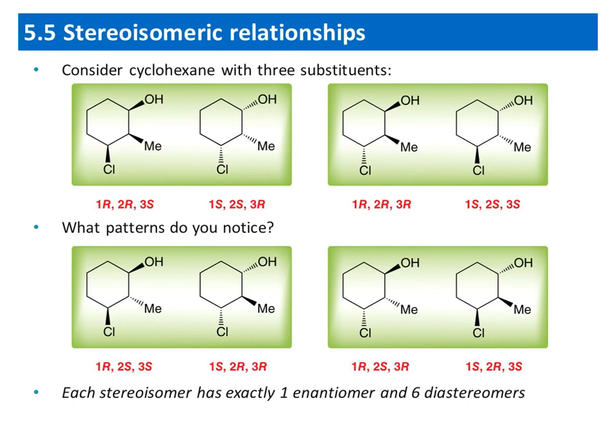This slide is very nice to look at to learn the difference between enantiomers and diastereomers. Any two molecules that are in the same green box are enantiomers. So these two are enantiomers, and they have 6 diastereomers. So this one is the enantiomer for this one, and it has 6 diastereomers.